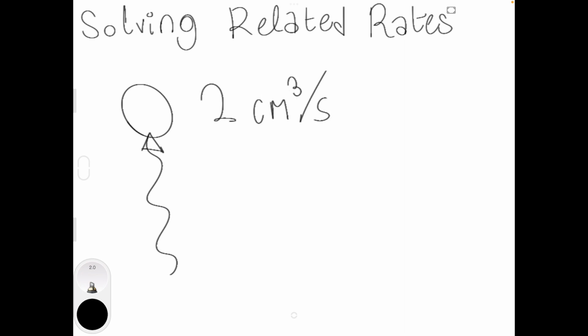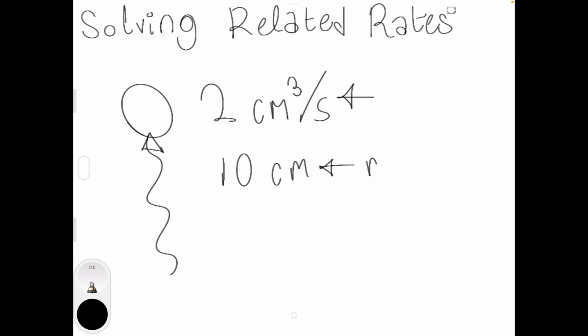A problem says you are blowing up a spherical balloon at a constant rate of 2 centimeters cubed per second. At what rate is the radius of the balloon changing when the radius of the balloon measures 10 centimeters? So we have that 10 centimeters. We know 10 centimeters is the radius. So for radius, we can put r.